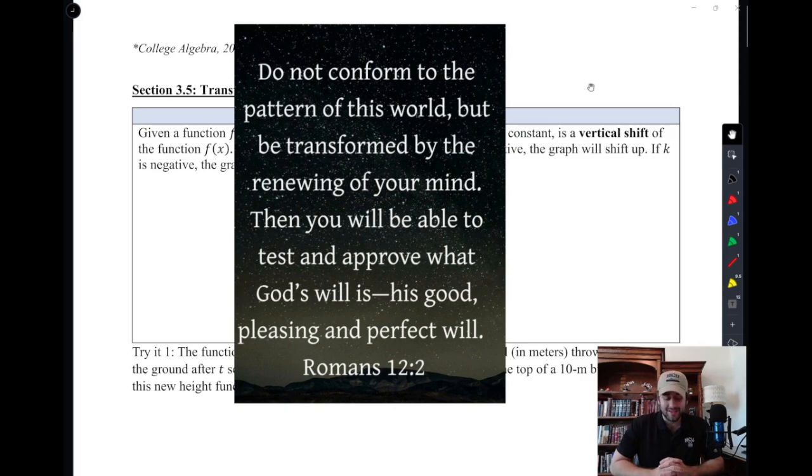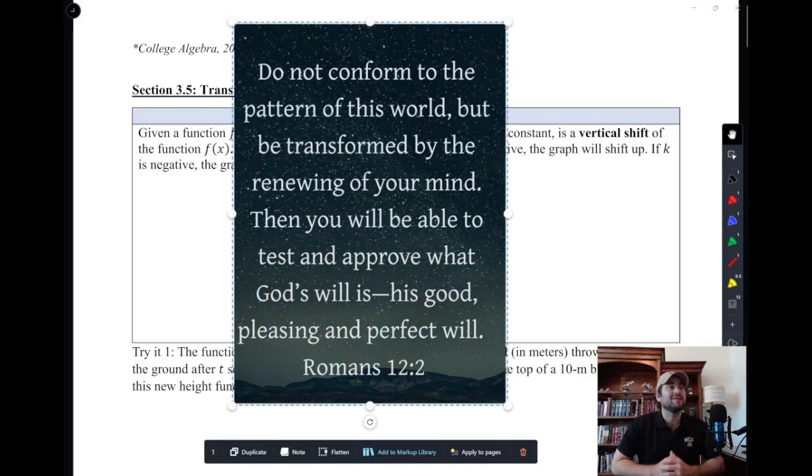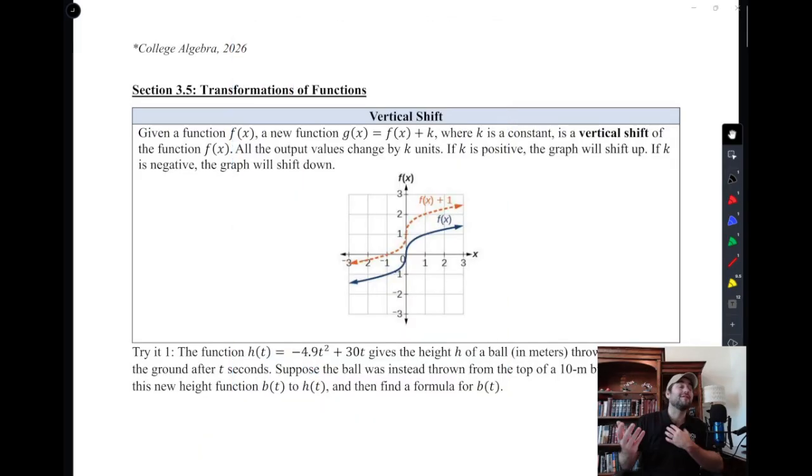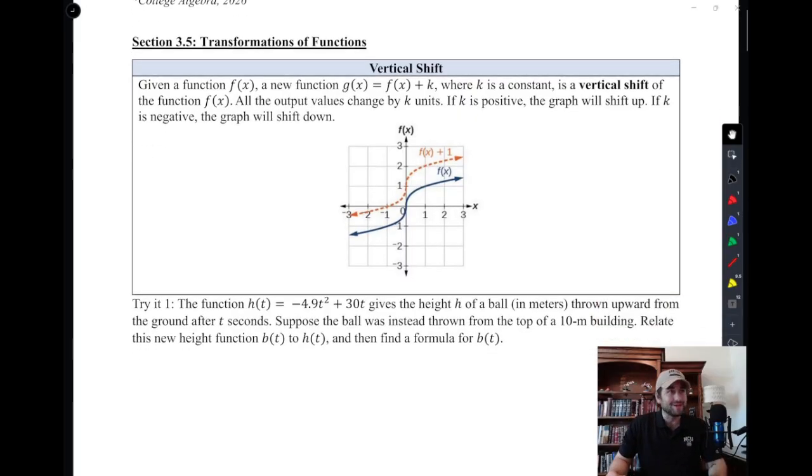So as we talk about some less important transformations, I think it's probably a good thing to think about the most important transformation that could happen, which is turning your life towards God and seeking him through Jesus and the Holy Spirit. All right, let's jump right in.